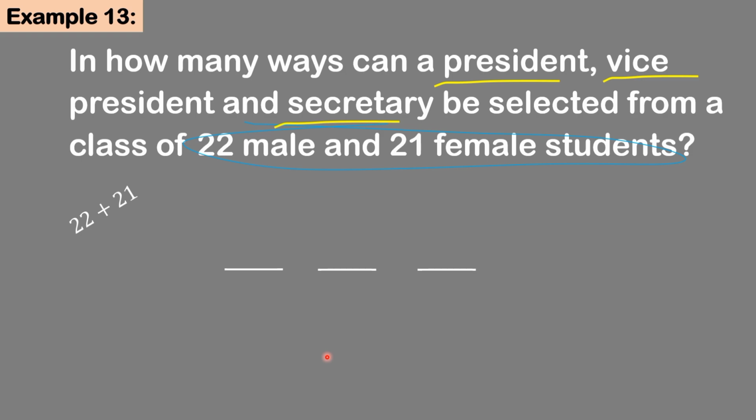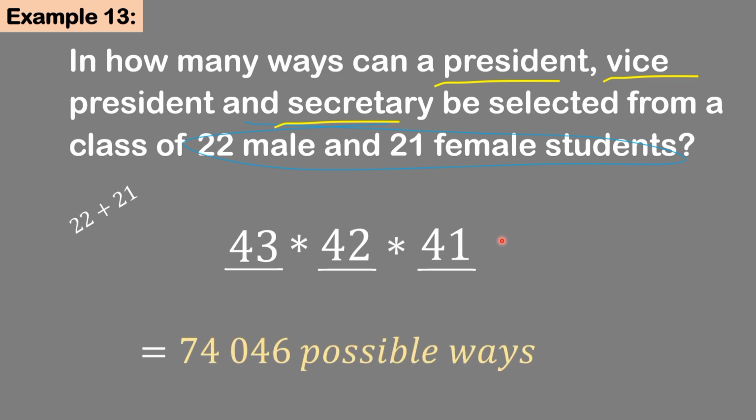For the president, there are 43 choices. The remaining 42 for the vice president, and then for the secretary, there are 41 remaining choices. Multiply. Therefore, there are 74,046 possible ways to select the president, vice president, and secretary from a class of 43 students.